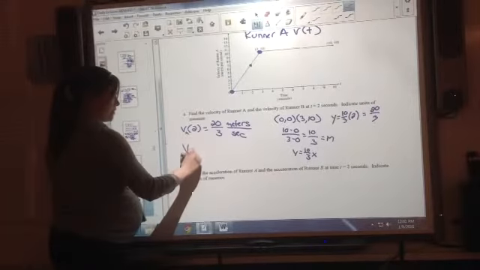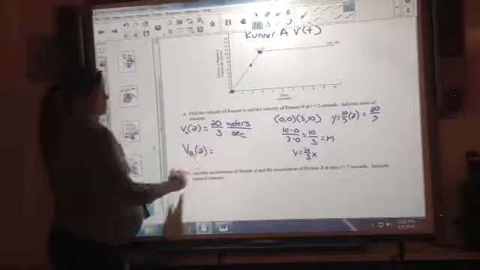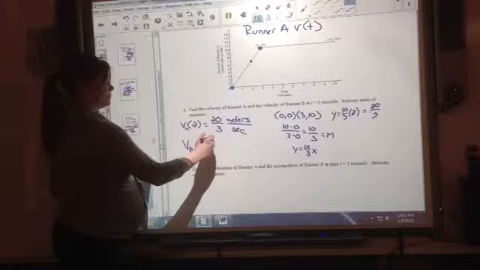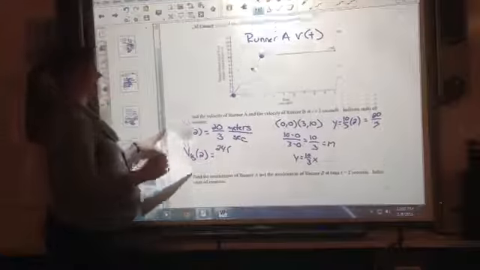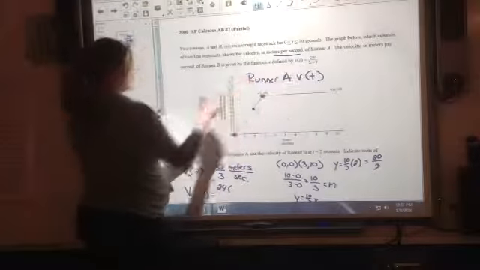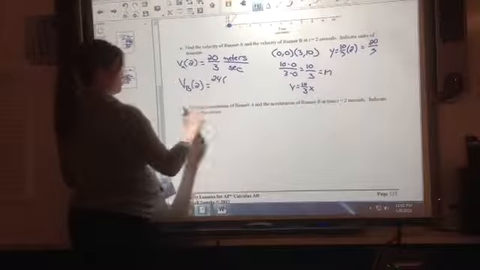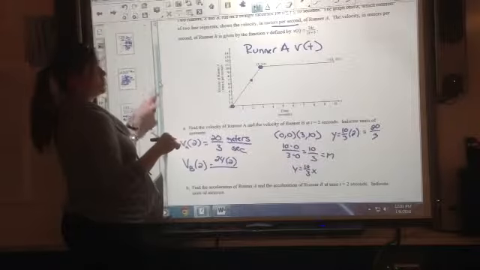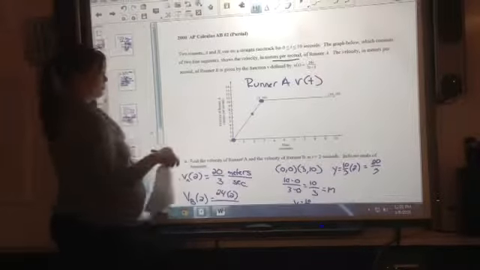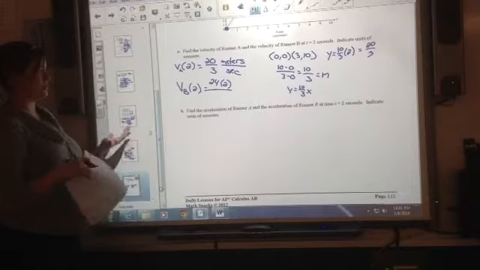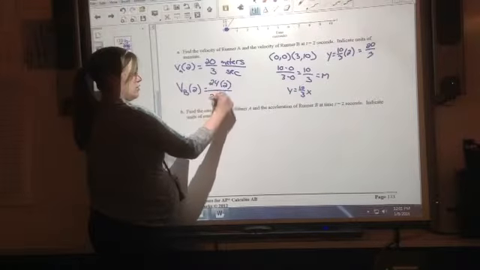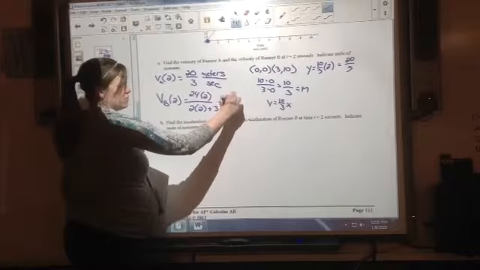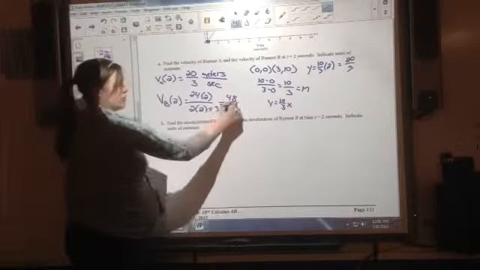Okay, the velocity of runner B. So velocity of runner B at 2. This one should be a little bit more straightforward because we're given a function. So we've got 24, and instead of t, in this one I'm going to put in 2. And then in the denominator we're going to put 2t plus 3. So 2 times 2 plus 3. 24 times 2 is 48. 4 plus 3 is 7.